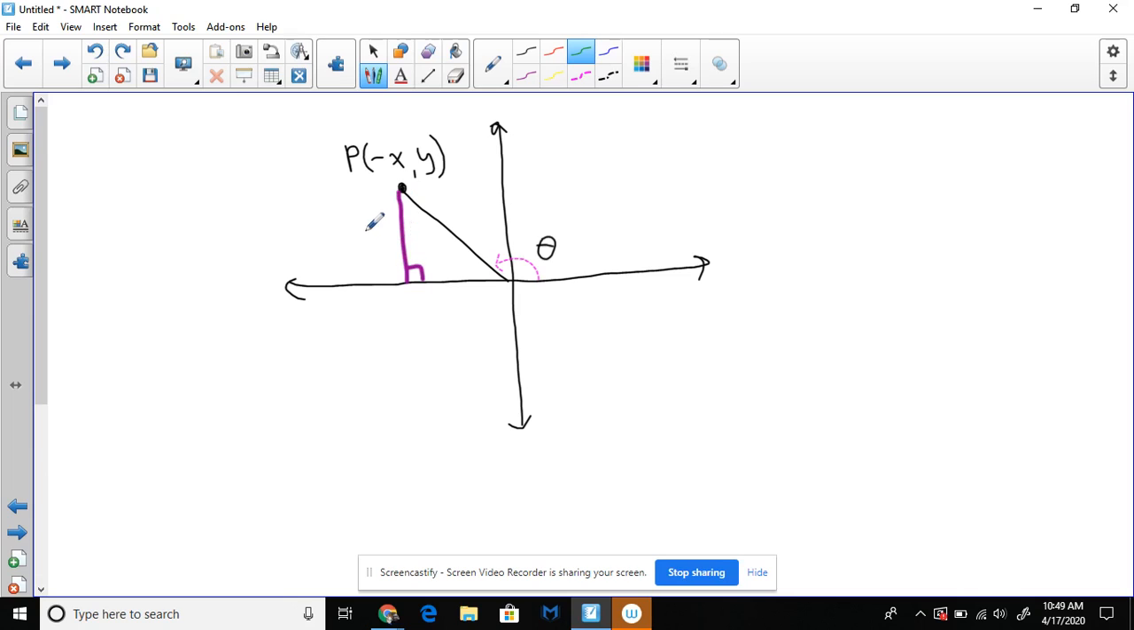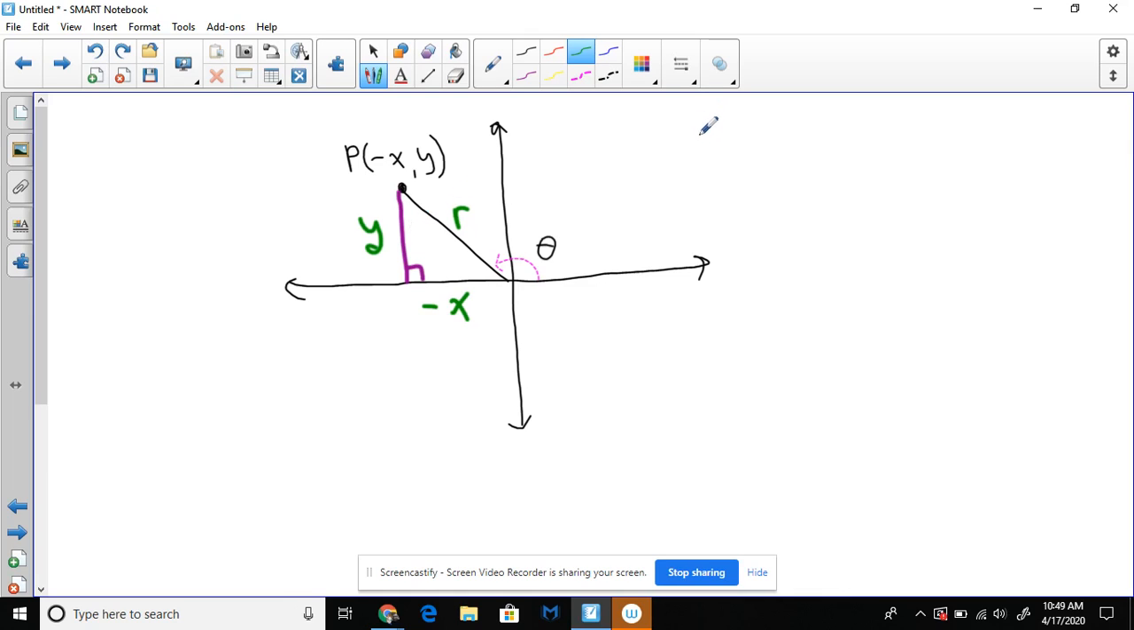And then now, well, this side is labeled y, right? Because that's the positive y-axis. Now this is going to be negative x. Now this, what's r? Well, r is still going to be r. Okay. The radius here, this r will never be positive or negative.